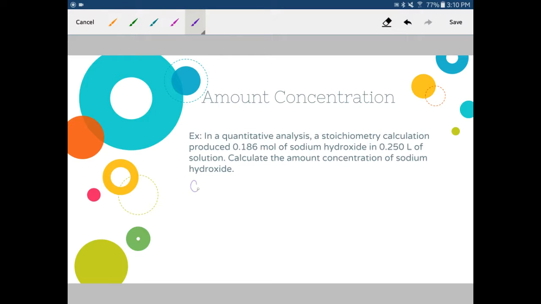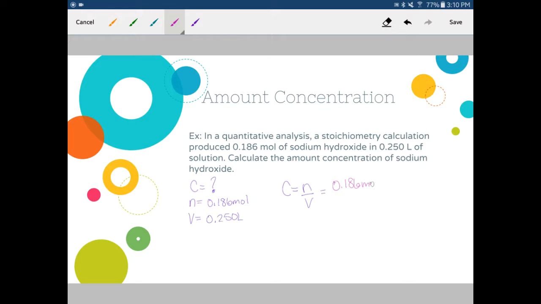I always like to write down what I'm calculating for and what I'm given. So amount concentration is what I'm looking for, my moles, and my volume. So this is a pretty easy calculation. C equals N over V. And I'm just going to plug my numbers in.